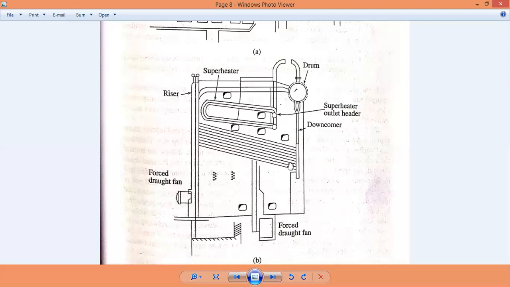To start with, we have gone through what a water tube boiler is. In a fire tube boiler, flue gases flow inside the tubes and the water surrounds the tubes. Here, in a water tube boiler, water goes through the tubes and flue gases surround them. The heat from the flue gases transfers to the water, causing the formation of steam.